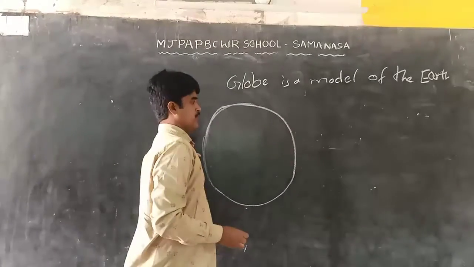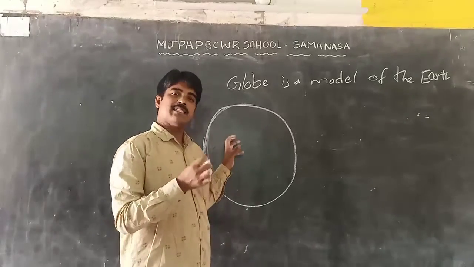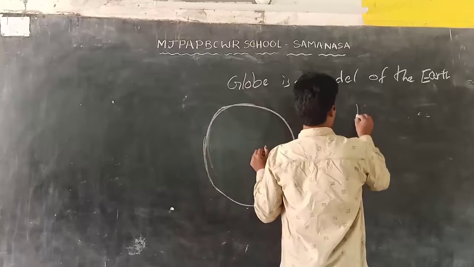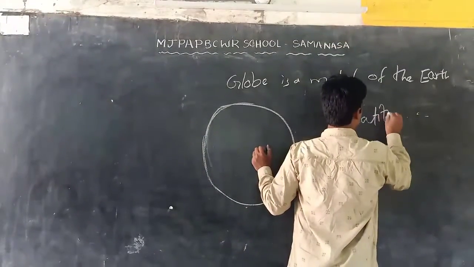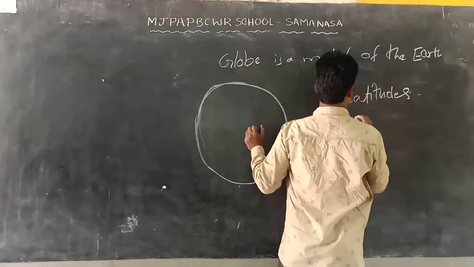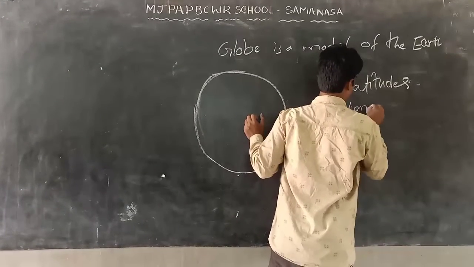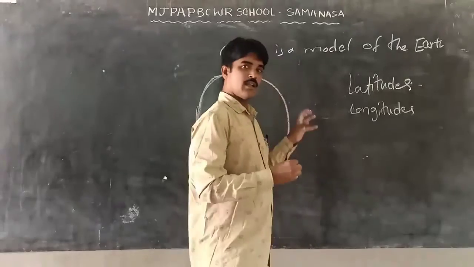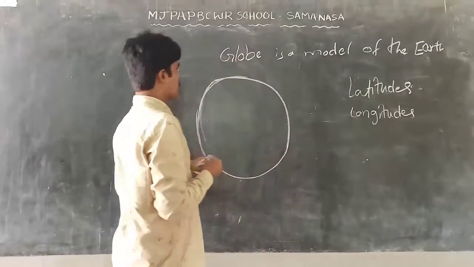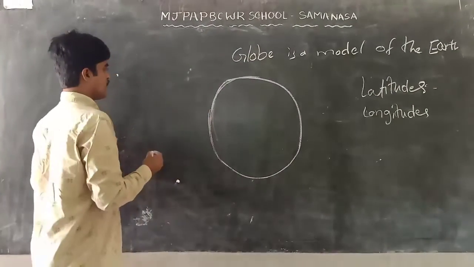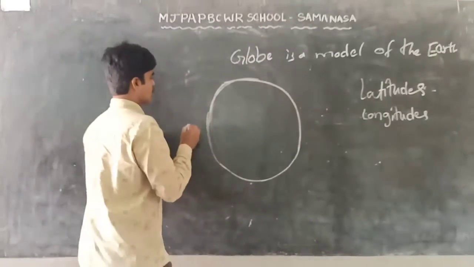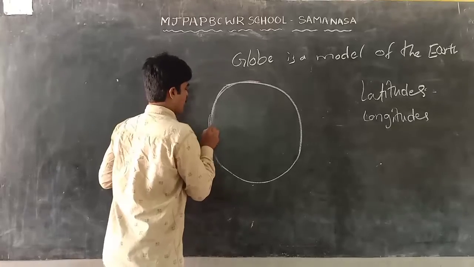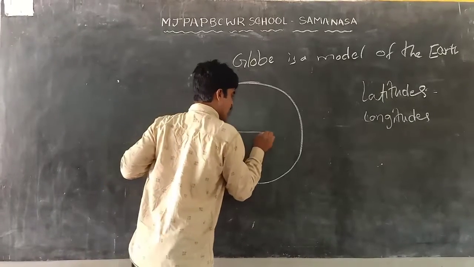On this globe, we have some imaginary lines. Those are called latitudes, and the second is the longitudes. Latitudes are drawn on the globe from west to east.